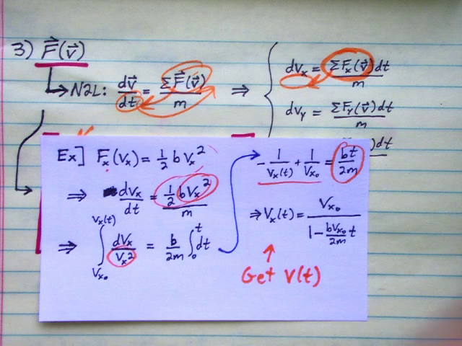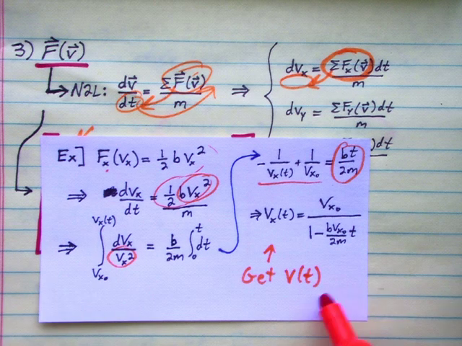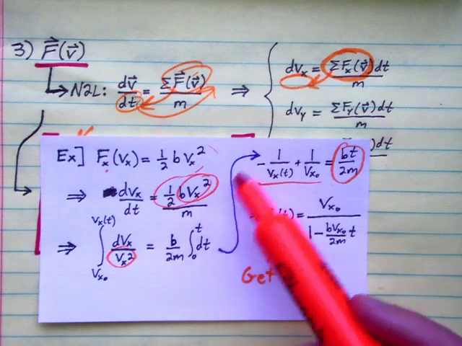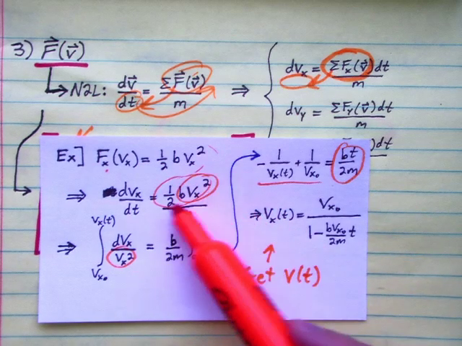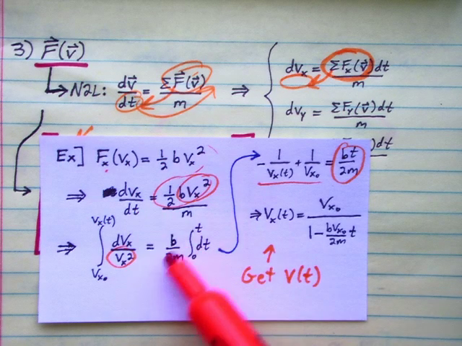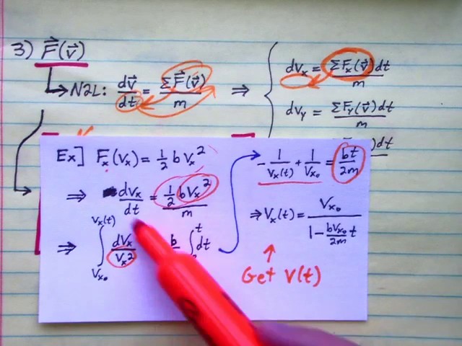So if you've got the force as a function of velocity, you're going to be integrating to get that velocity as a function of time. And the key will be to move the velocity dependence from here down under there. Move that velocity dependence from here to there, and then do this velocity integral on the left-hand side.